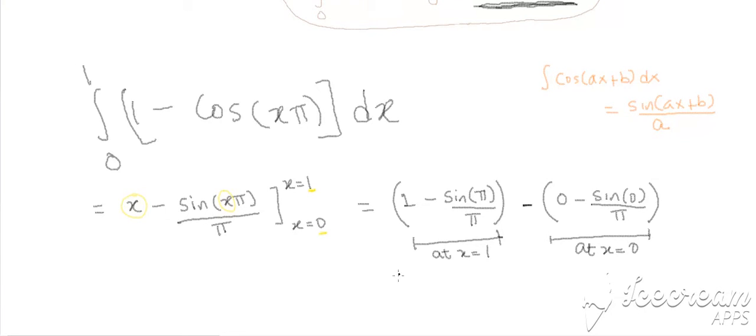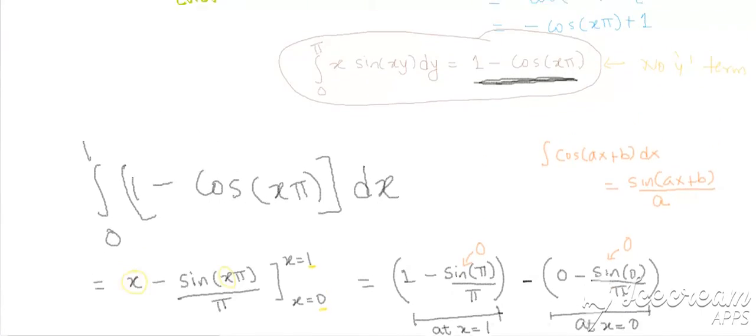Now just simplify it. This is equal to 1. Now sine of pi, if you use a calculator in radians mode, it will give you the value as 0. Sine of 0 is also 0. 0 divided by pi is 0. 0 divided by pi, 0. So we are left with the final answer as 1.